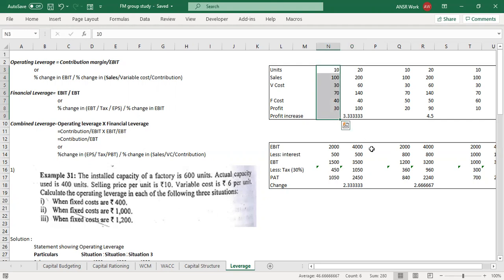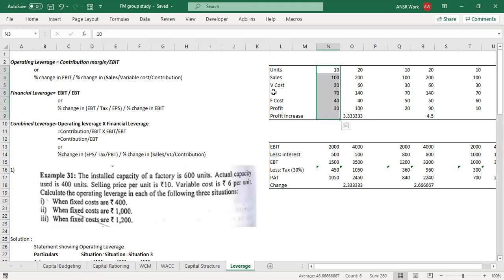Suppose there are 10 units and the total sales is 100 rupees, meaning the per unit sales price is 10 rupees only. Suppose the total variable cost is 30 rupees. So what is the variable cost per unit? 30 by 10, 3. That is 3 rupees. So the difference comes to 70. Can somebody tell what is this 70? There is a name for it.